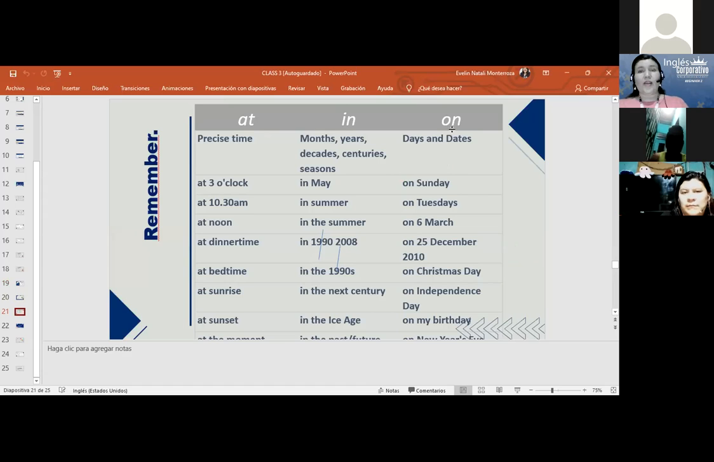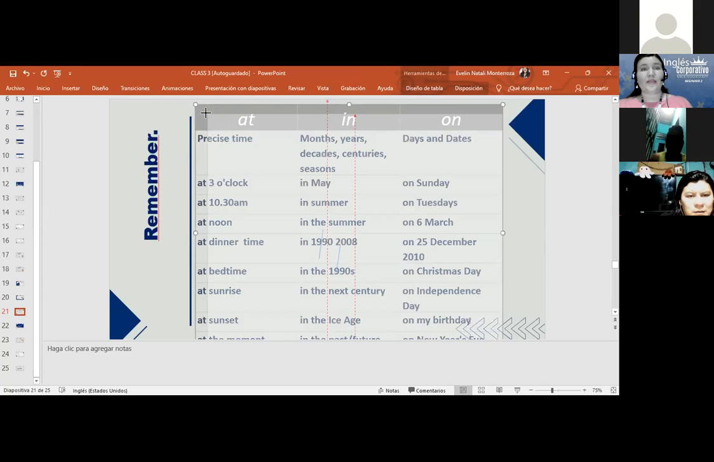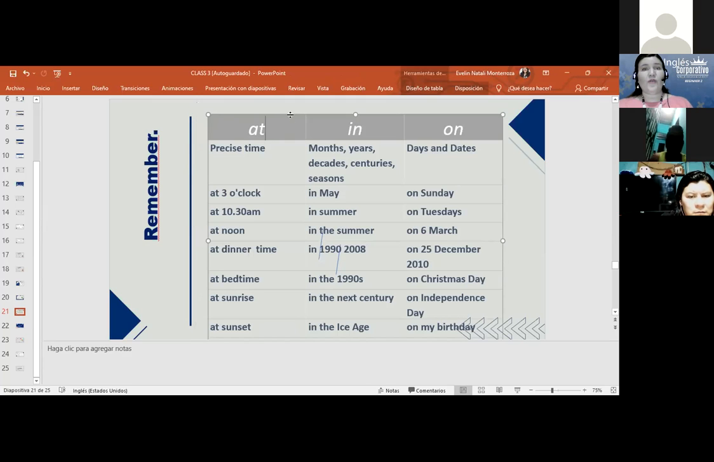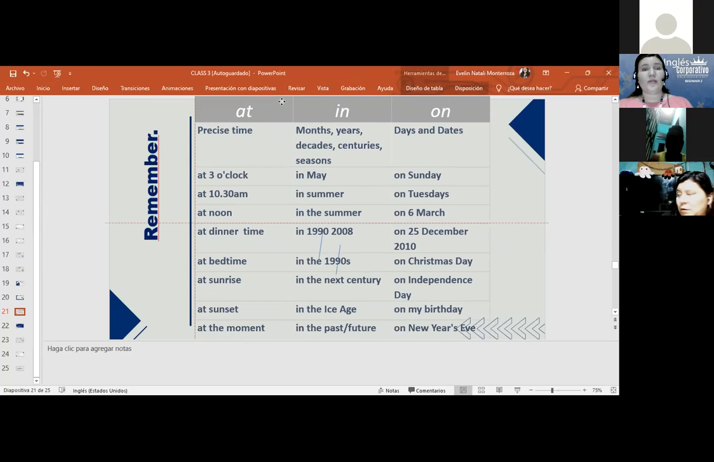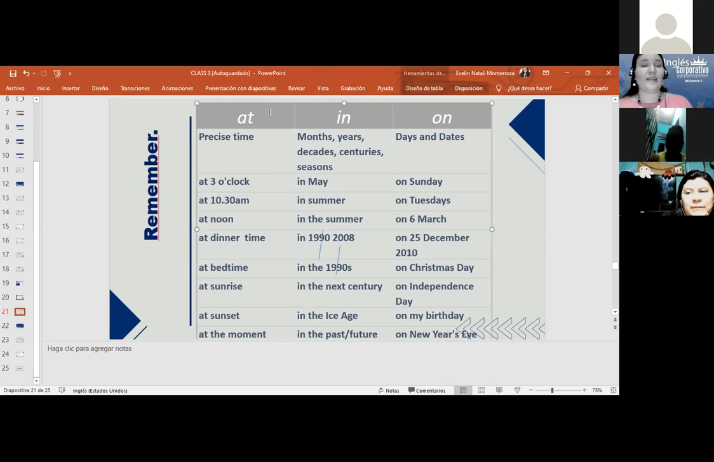At, in, and on. In which cases do we use at? For precise times. At 3 o'clock, at 10:30, at noon, at dinner time, right? At bedtime, at sunrise, at sunset, right? Those are the forms that we use. At sunset, at the moment, okay?